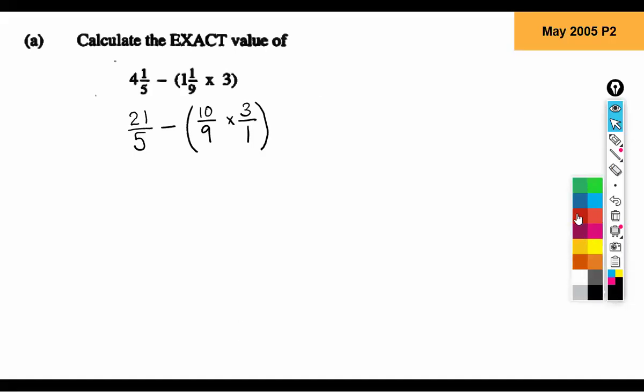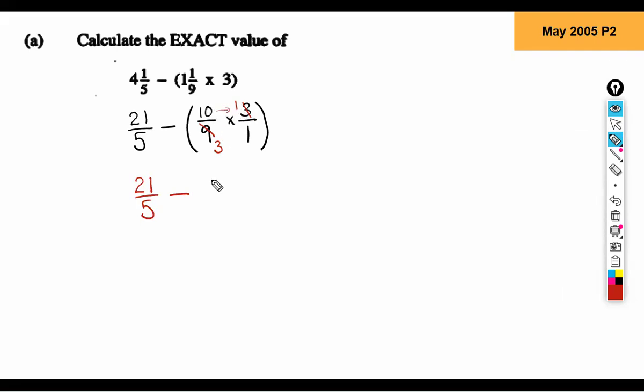So we can see that 3 into 3 is 1, and 3 into 9 is 3. So on the outside, you're going to end up with 21 on 5 minus, and inside the brackets, well, 10 by 1 is 10, and 3 by 1 is 3. You don't need the brackets anymore because it's simplified within the brackets. Now, what you can do is find the LCM. The LCM of 5 and 3 is obviously 15.